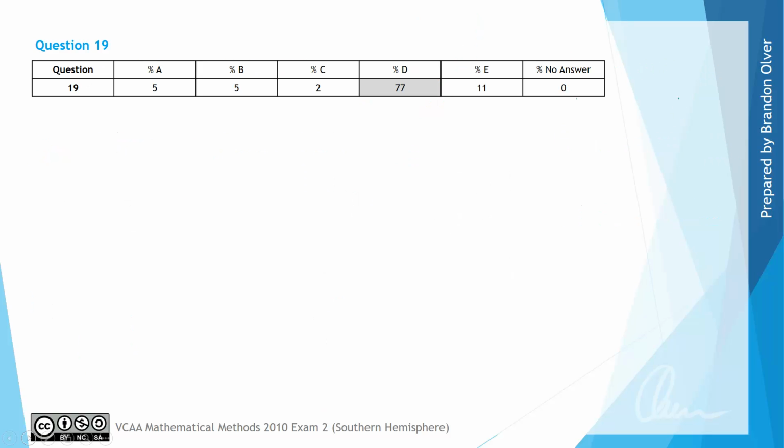And from the examiner's report, we can see that this question was done fairly well for the exam, with 77% of students getting that question correct.